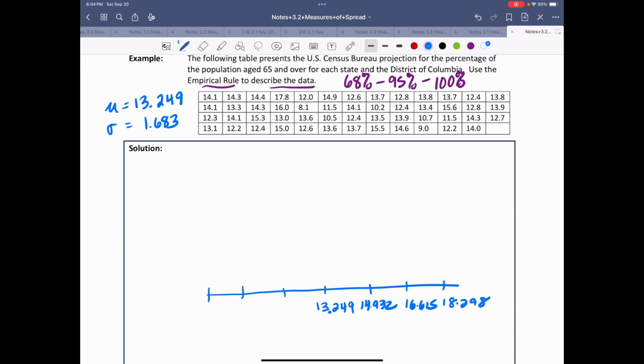All right, and going the other way, I'm going to do 13.249 minus 1.683. And then I'm going to do that 11.566 minus 1.683. And then I'm going to do this number minus 1.683 again. Now, once you get here, label your mu, makes it easier to see. Sketch in your curve. And if I go too fast, just cut off the video.